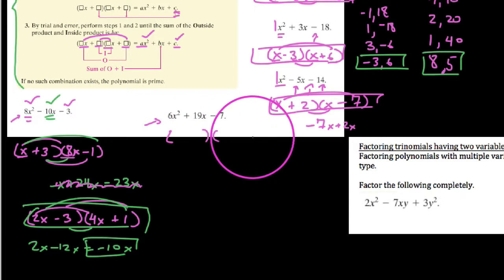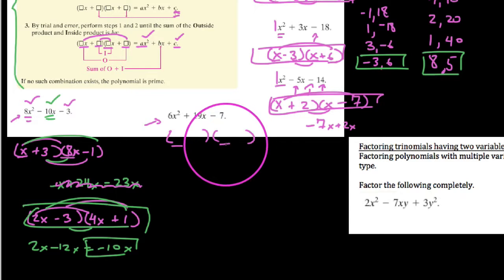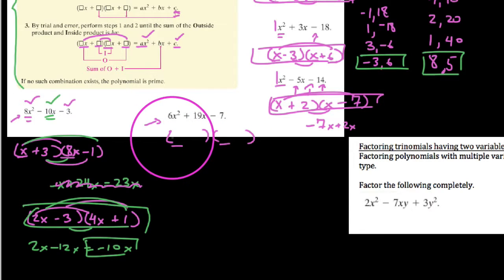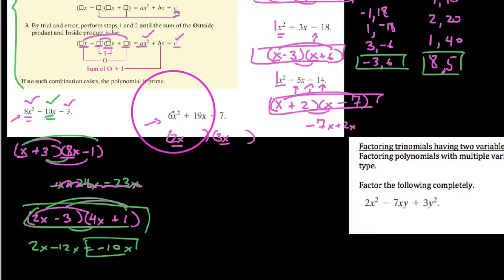Looking at this one, I say, give me two factors of 6x squared that we could put in the front. Now again, I could put 6x and 1x, but remember what I said. I'd say 2x and 3x are a little bit closer together. So we'll choose those. We're good. Okay, we got our first term.